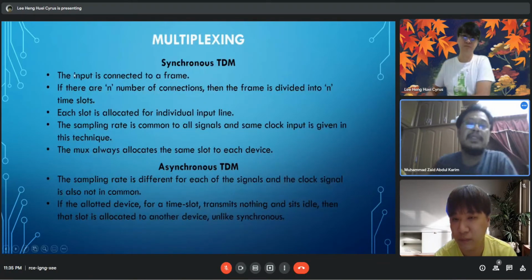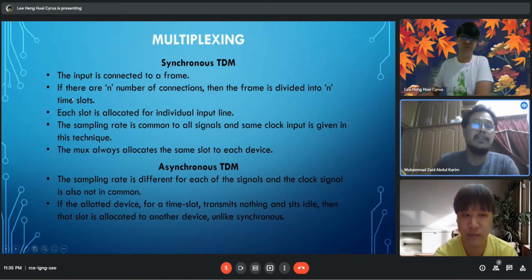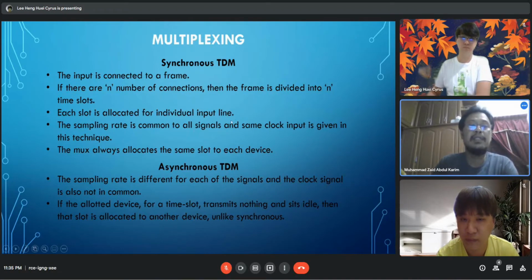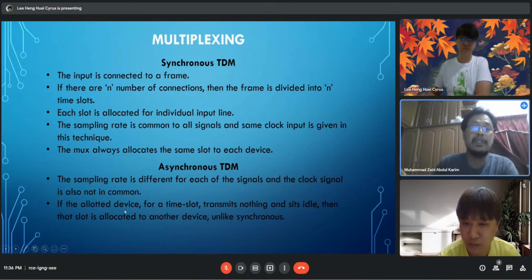Synchronous TDM. The input is connected to a frame. If there are n number of connections, then the frame is divided into n time slots. Each slot is allocated to an individual input line. The sampling rate is common to all signals, and a clock input is given in this technique. The multiplexer always allocates the same slot to each device. Asynchronous TDM. The sampling rate is different for each of the signals, and the clock signal is also not in common. If the allotted device for a time slot transmits nothing and sits idle, that slot is allocated to another device.